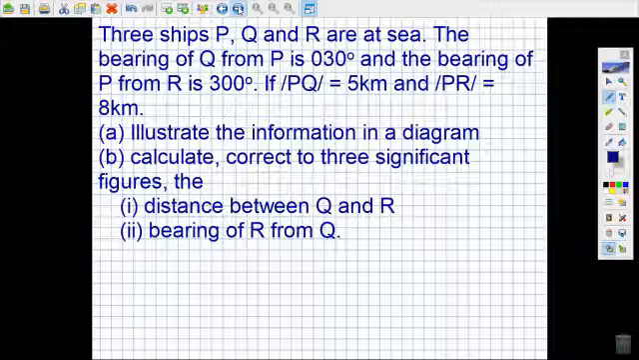Taking a question that says 3 ships P, Q and R are at sea. The bearing of Q from P is 30 degrees and the bearing of P from R is 300 degrees. If PQ is 5 kilometers and PR is 8 kilometers: A. Illustrate the information in a diagram. B. Calculate, correct to 3 significant figures, I. the distance between Q and R, II. the bearing of R from Q.